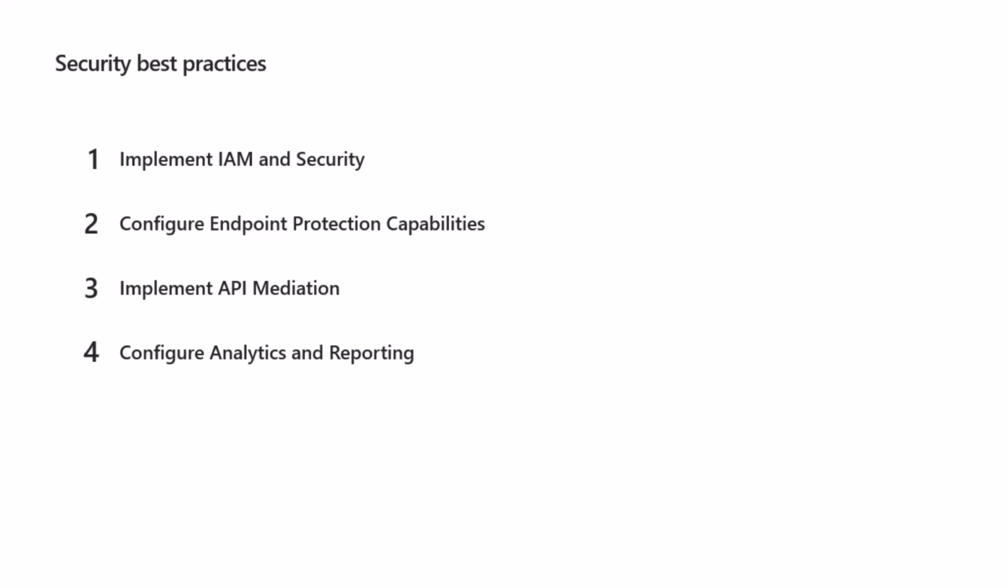Let's implement IAM and security. Your next step is to implement access control for your platform and your administrative UI, user interface, followed by the security infrastructure that will protect both the platform and your APIs. Not only is every API a potential attack surface, but your API management itself is a target for attackers.